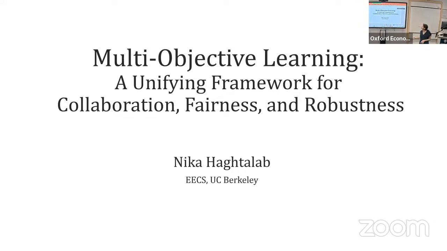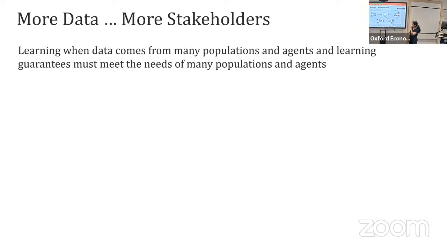We're going to be talking about multi-objective learning, and especially what I want to present is one unifying perspective on a lot of different types of problems that are of importance to fairness, collaboration, and robustness. So why are these problems coming to be more and more important?